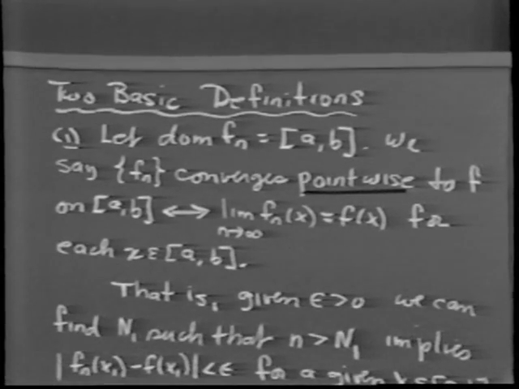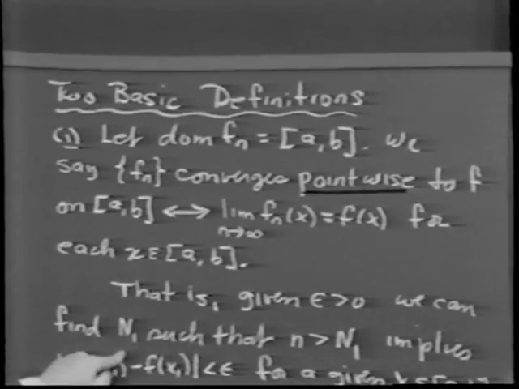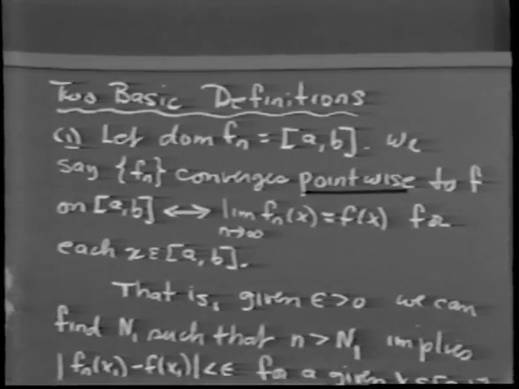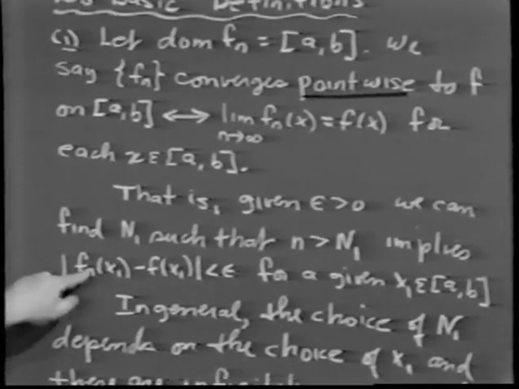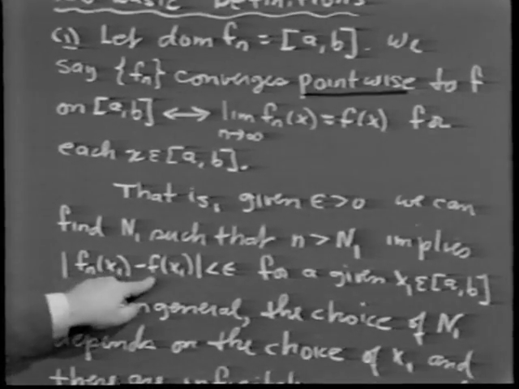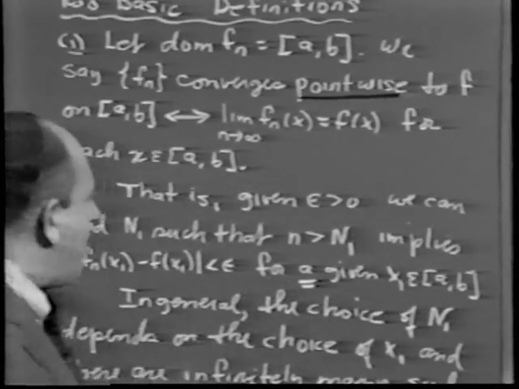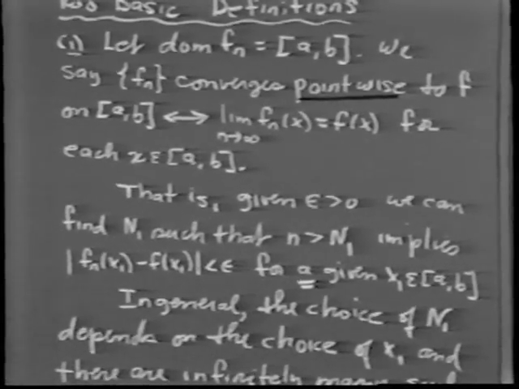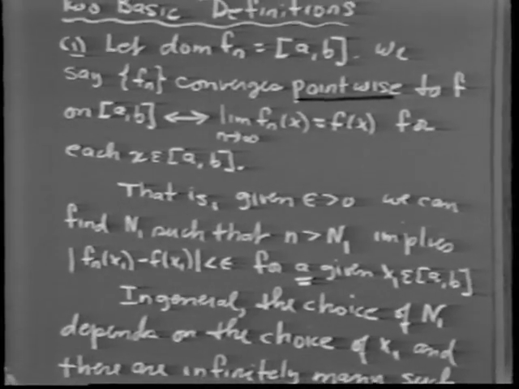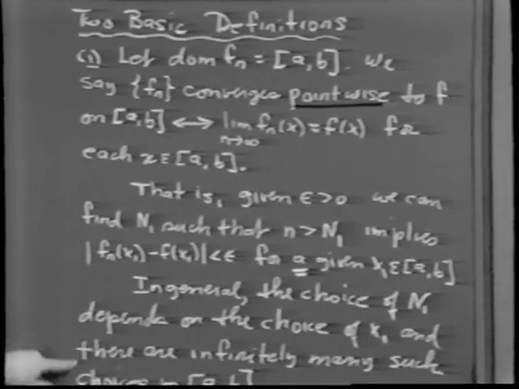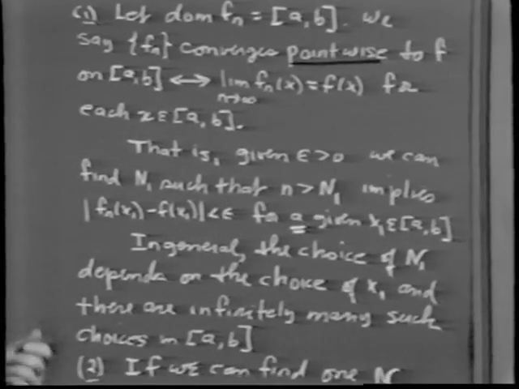In other words, given epsilon greater than 0, we can find N1 such that n greater than N1 implies that the absolute value of f sub n of x1 minus f of x1 is less than epsilon for a given x1 in [a, b]. In general, the choice of N1 depends on the choice of x1, and there are infinitely many such choices to make in [a, b].